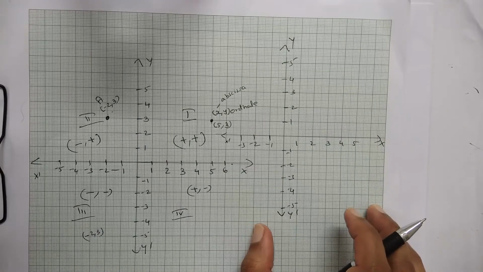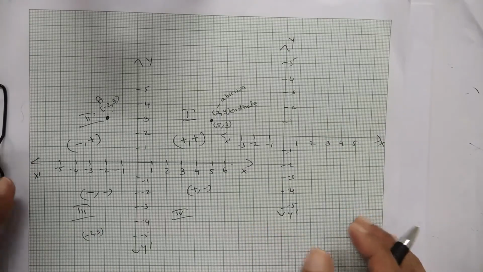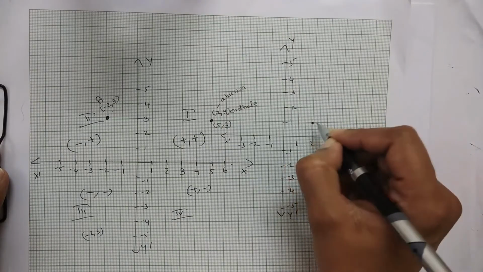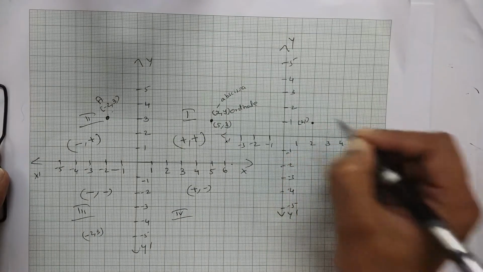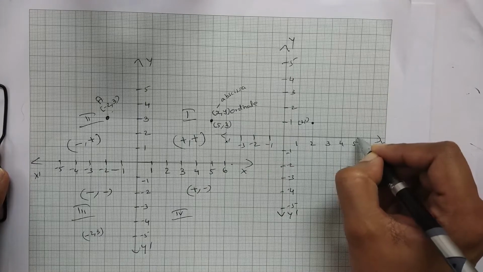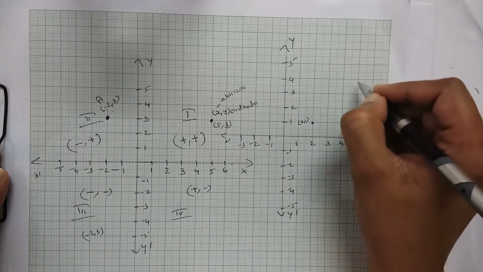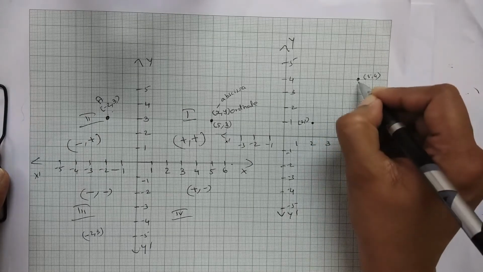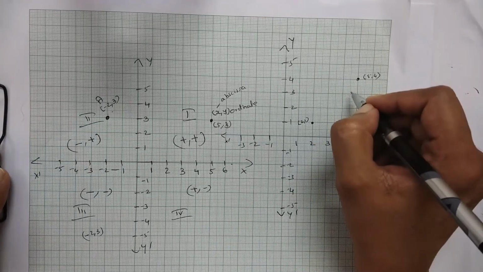So you have to find out the distance between 2 points. I am taking here 2, 1. This is 2, 1, a point, and the other point is 5, 4. We want to find out the shortest distance between these points.